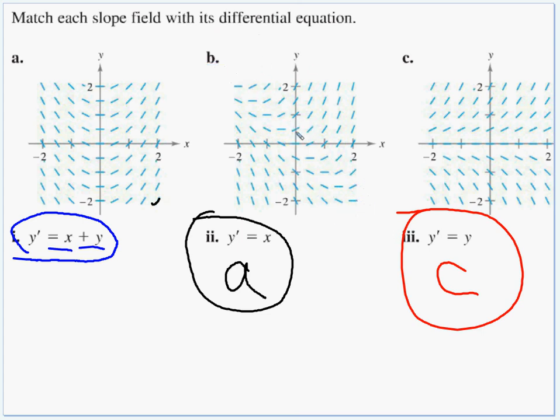And notice they get real steep as we head out. Here would be x-coordinate 1, y 0. x-coordinate 1, y-coordinate 1, so it got steeper. x-coordinate 1, y-coordinate 2 got steeper as we go up. And it would be the opposite as we go down, they're going to get steeper and steeper downhill.